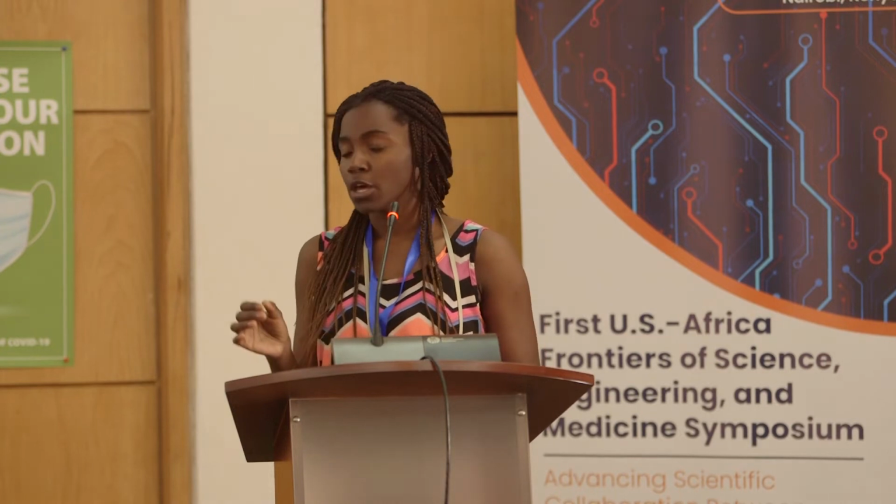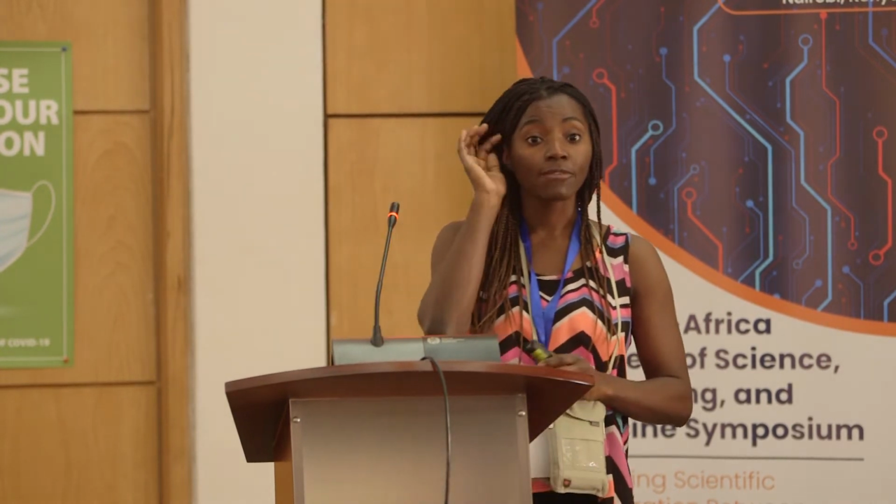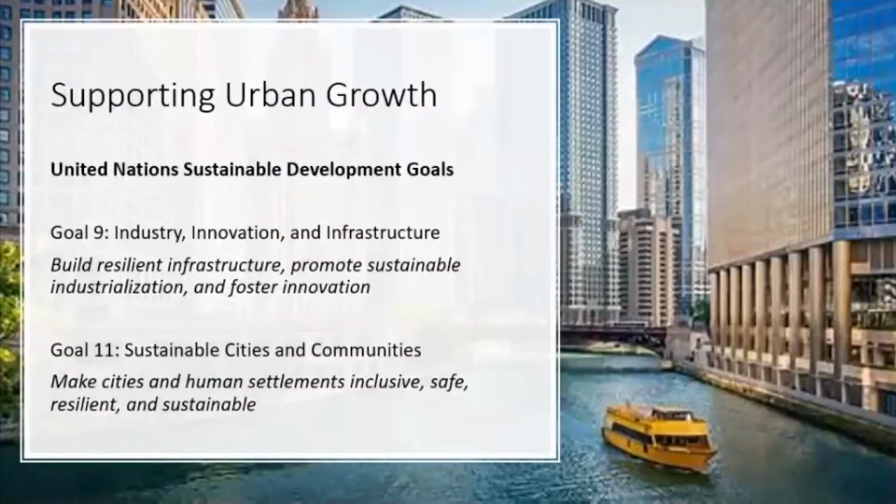So when you think about urban growth, we were talking about earlier the United Nations Sustainable Development Goals. Here we have two goals that are relevant. The first one is Goal 9, Industry, Innovation, and Infrastructure, which is to build resilient infrastructure, promote sustainable industrialization, and foster innovation. And the second one is Sustainable Cities and Communities, Goal 11. This is to make cities and human settlements inclusive, safe, resilient, and sustainable.